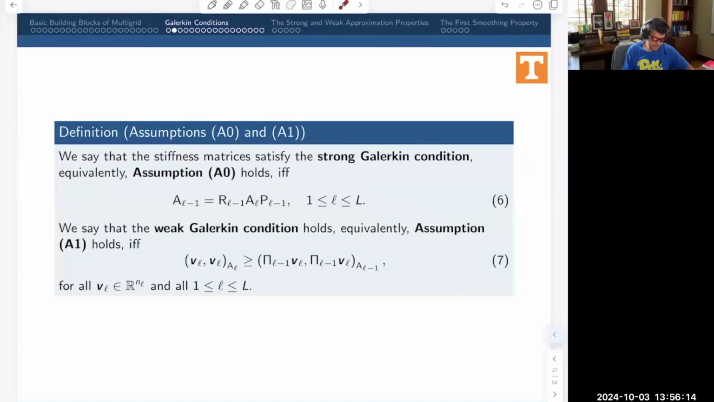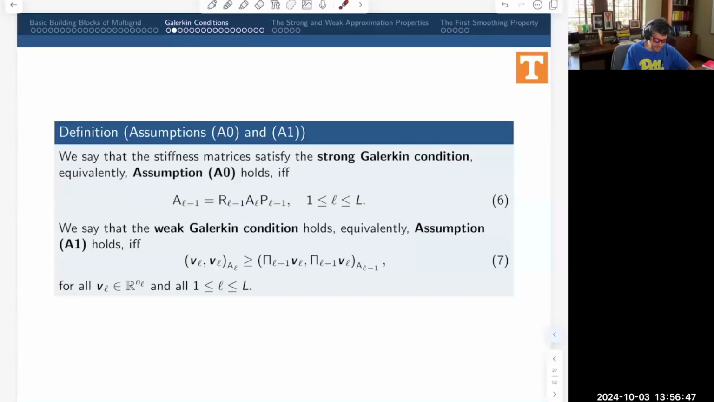Previously, when we defined the Galerkin condition, we didn't add the word strong. It was just that A0 was R0 A1 P0. That was all we had. Now we have a full family of stiffness matrices, and we're going to assume that they all satisfy these types of conditions. That's the easiest way to generalize the Galerkin condition that we need.